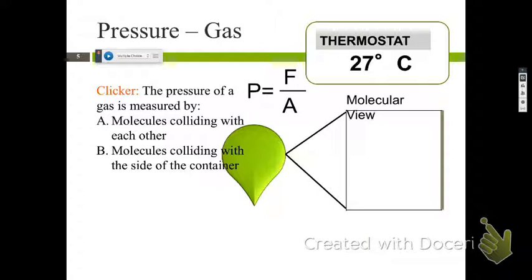So let's go back. This is the question I asked at the end of last class. We're going to be thinking about the molecular view of gases that we showed in the beginning of class. So which one of these is the most accurate description of how we measure pressure? Go ahead and click in your answer. I want you thinking of a gas pressure sensor that we put into a system of gas. So your car tire pressure gauge.